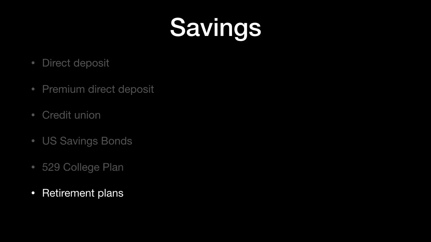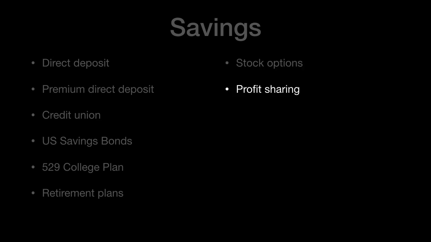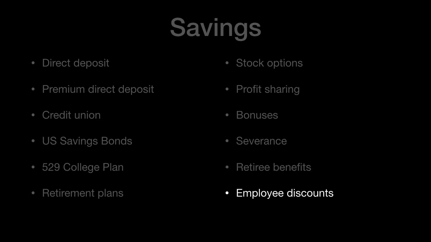Retirement plans like 401ks, where employers even contribute to those in most cases. Executives a lot of times have stock options. Profit sharing, so if your company does well, sometimes your employer will share the profits with the employees in the company, and bonuses for salespeople or for departments that reach certain goals. If your job gets eliminated, a lot of times there's severance packages, and sometimes retiree benefits like retiree medical, retiree life, and discounts both for products the employer may offer or that they negotiate with other companies.